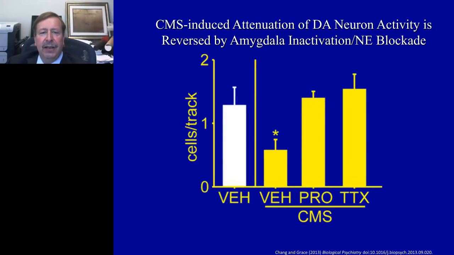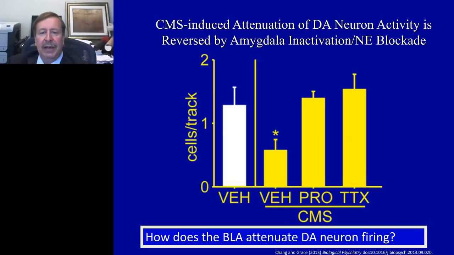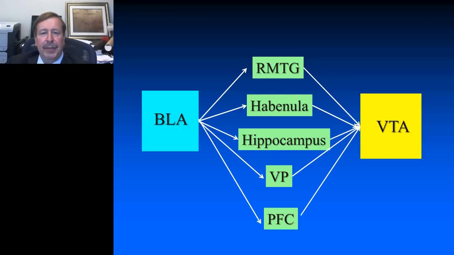Furthermore, if we take our CMS-induced attenuation of dopaminergic neurons, we can reverse this depression-like decrease in dopaminergic neuron activity by either inactivating the basolateral amygdala or blocking noradrenergic drive of the basolateral amygdala. Now, how does the basolateral amygdala attenuate dopaminergic neuron firing? The projection from the basolateral amygdala to the dopaminergic neurons is not potent, but the basolateral amygdala has a number of intermediate structures by which it can affect dopaminergic neuron firing.